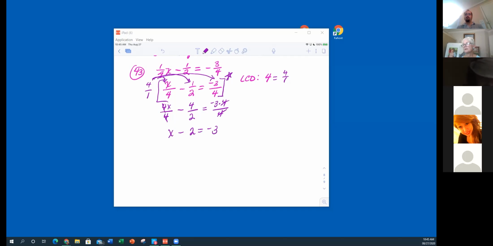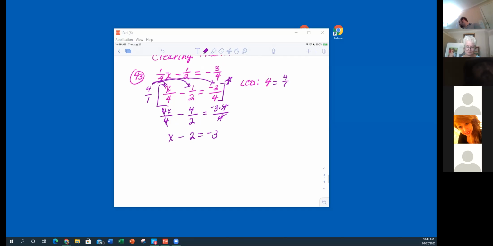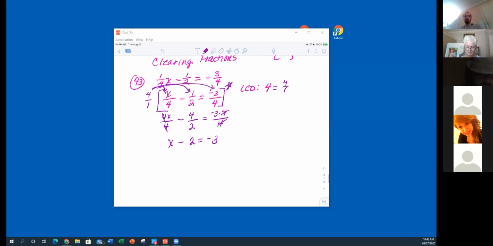So that just gives me x minus 2 equals negative 3. Real quick, I'm sorry to interrupt. Can we just back up a little bit, right back to the LCD where 4 equals 4 over 1? I'm sorry, I kind of missed this part. You put the brackets in between the equation. I wanted to know, am I supposed to do that every time?